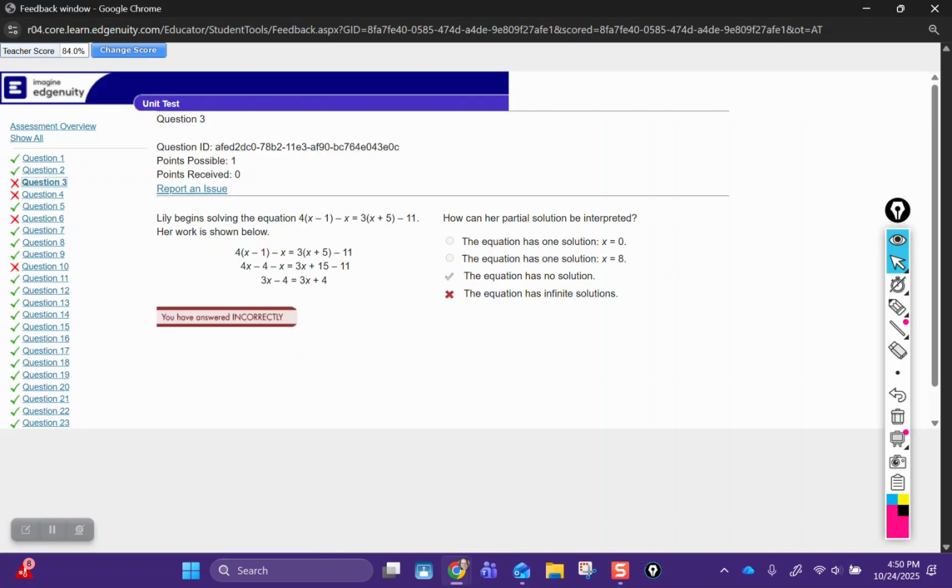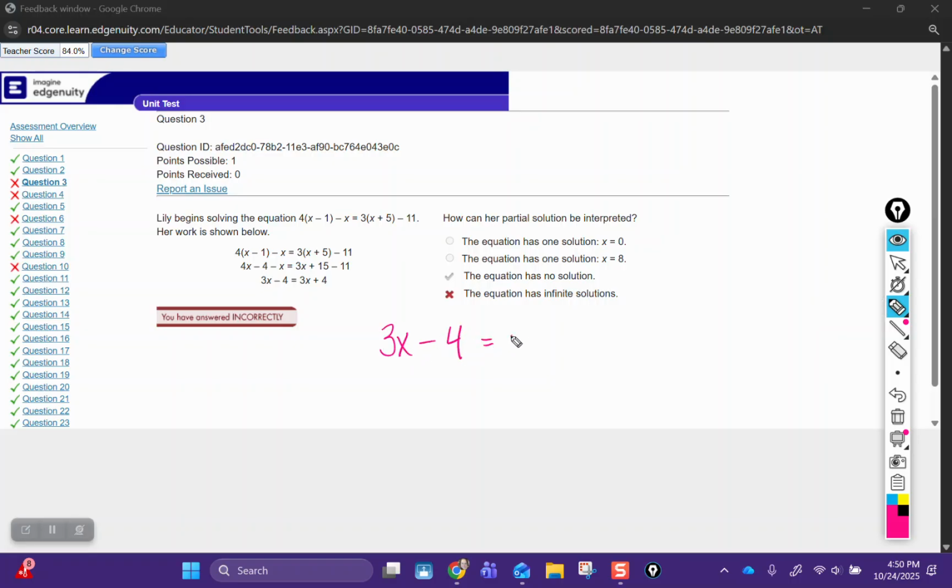It says, Lily begins solving the equation, and then there's the equation listed there, and it gives her work. How can her partial solution be interpreted? So when we look at this equation, we get all the way down to this last step here, and I'm going to move the writing. I'm going to recopy this down here.